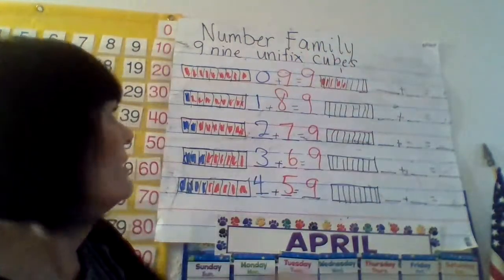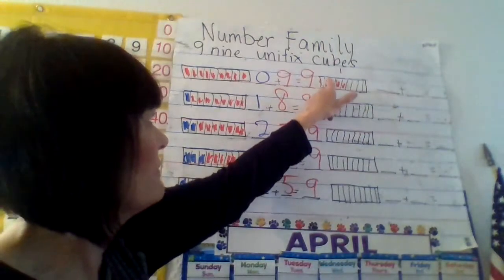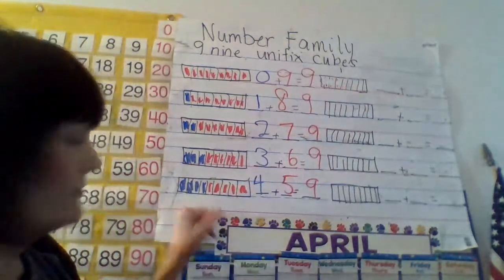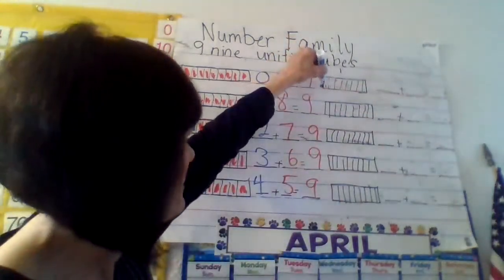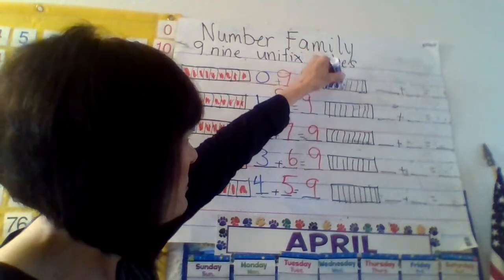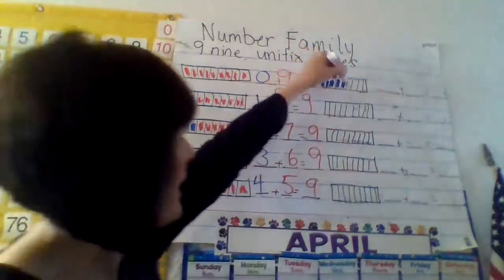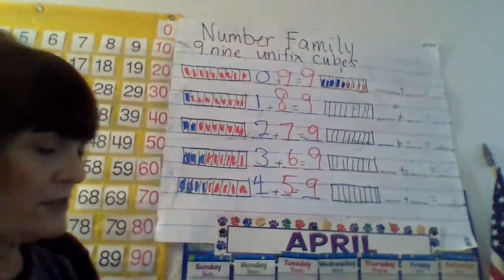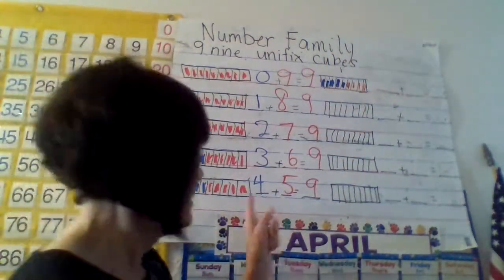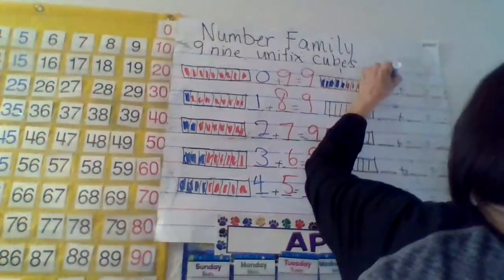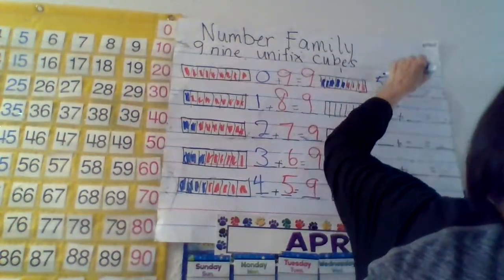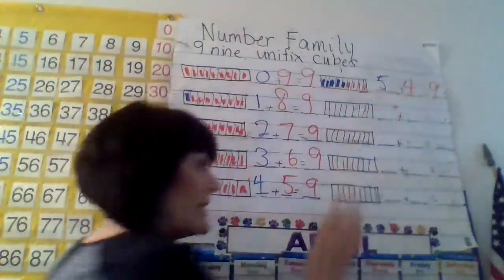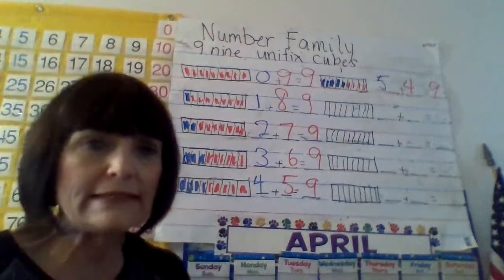Oh, nope, not 5 red. I'm sorry, that was wrong. Sorry, friends. I'm going to erase that right now. And I am going to do 5 blue and 4 red. 1, 2, 3, 4. So that's going to be the partner number equation for the last one. So, 4 plus 5 and 5 plus 4, the addends have switched places there.